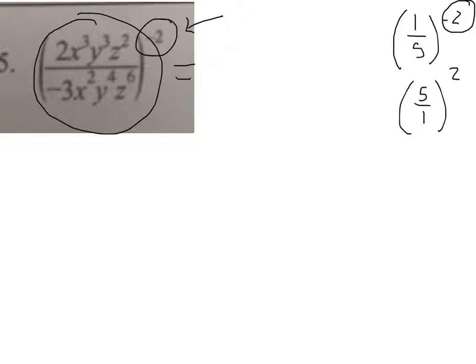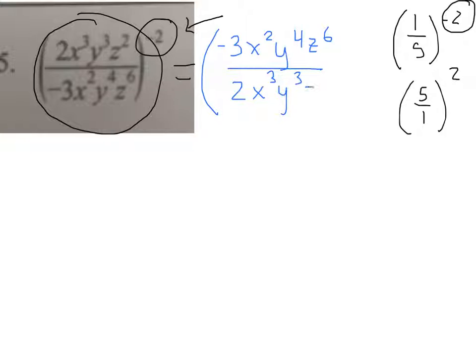So we need to do the same thing in this problem. We need to flip the fraction, so it'll be negative 3x squared y to the 4th, z to the 6th, all over positive 2x cubed, y cubed, z squared. And now since I flipped the fraction, you see I took everything that was on bottom and moved it to the top, and I took everything that was on top, moved it to the bottom. When you flip the fraction, this exponent then becomes a positive 2. And now we can do what we normally do.